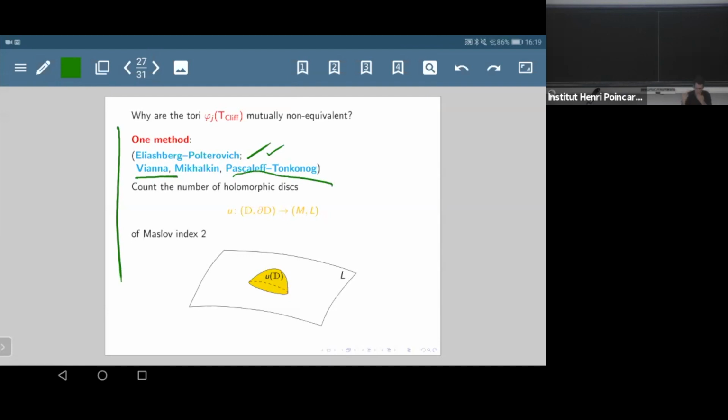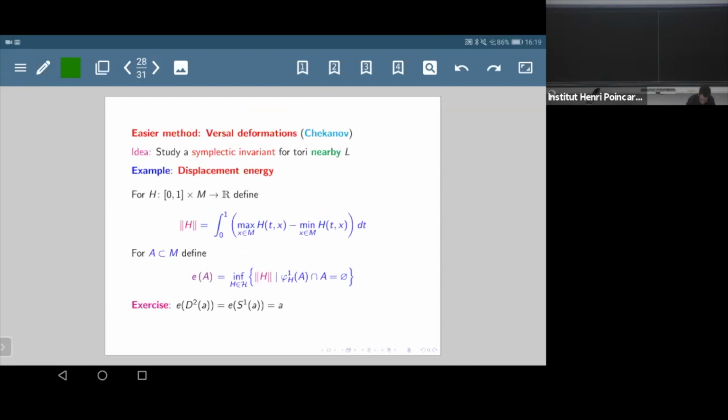They are, of course, very important because they say something about the potential and they are related to other things, but it is quite difficult. And for instance, this paper is not easy at all. It uses a Floer theory version. And I want to do it in a very easy way that I briefly want to recall. It goes back to Chekhanov's old idea of versatile deformations. I compute a certain symplectic invariant near my difficult torus to understand that this difficult torus is different from another difficult torus. So these tori are all monotone, and the idea is to look at nearby ones.